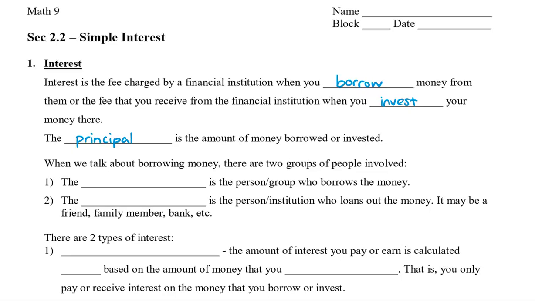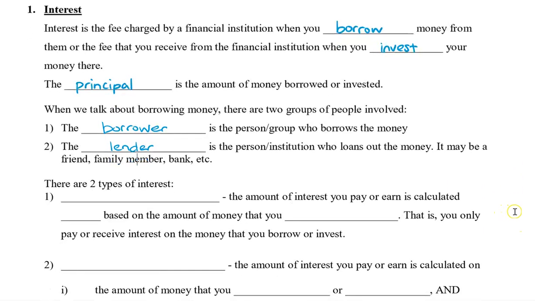Now, when we talk about borrowing money, there are two groups of people involved. First, we have the borrower, that is a person or group who borrows the money. And then we have the lender, which is a person or an institution who loans out the money. It could also be a friend, a family member, or a bank.